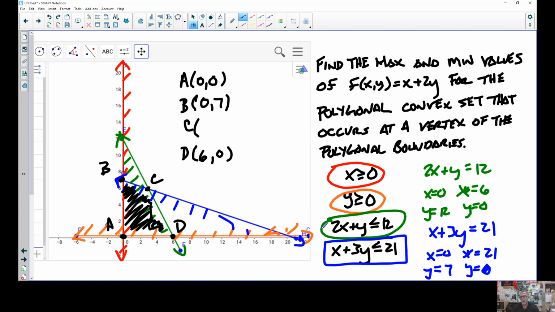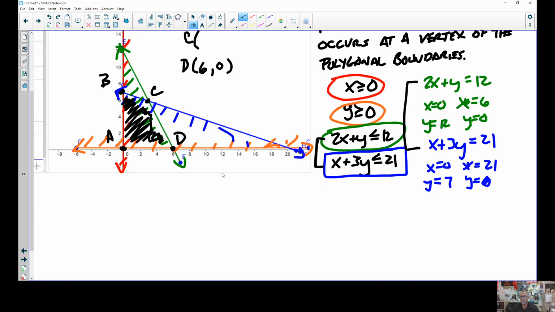C is the intersection of these two lines, right? In other words, this one and this one, the equals. So we can solve that system, can't we? If we go down here and we solve the system, this is for C. If I solve the system, x plus 3y equals 21, and 2x plus y equals 12.